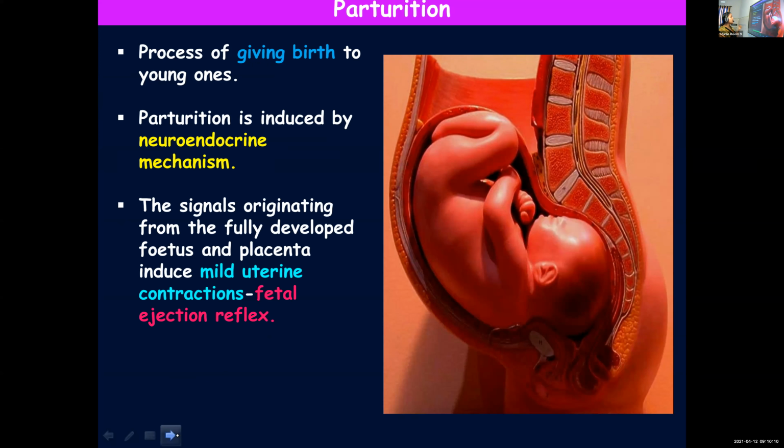The signals originating from the fully developed fetus and placenta induce mild uterine contractions. So when the baby is fully developed, signals will arise from there. I told you it's a neuroendocrine mechanism; the nerves also play an important role. So some signals arise from a fully developed fetus as well as the placenta, and this will result in the formation of mild uterine contractions. Not vigorous. In the beginning, it will be very mild uterine contractions.